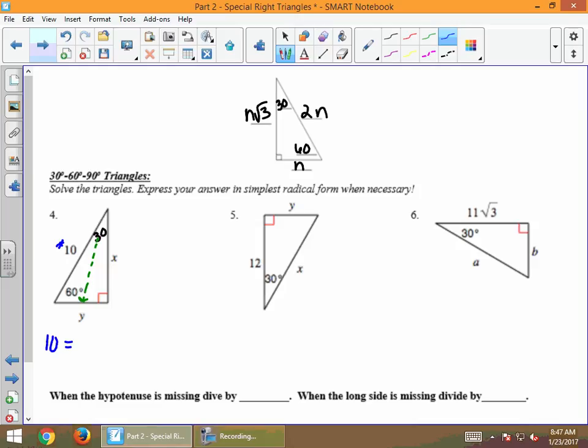So you're going to go to your diagram. The hypotenuse in our diagram is 2n. So I'm going to set that equal to 2n. We just divide to get n by itself. So we get that n is equal to 5. Whatever you get, that's representing your short side. So we just got that our short side is 5.